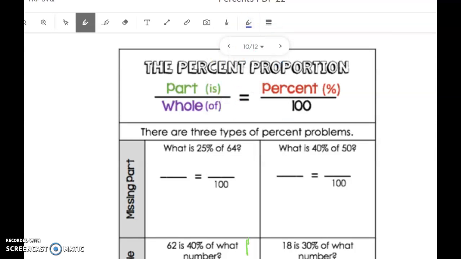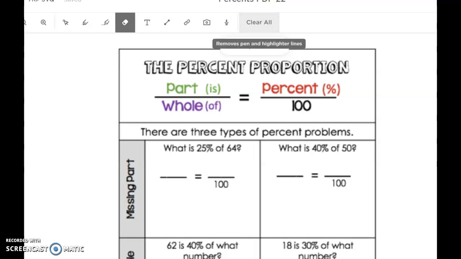Good morning, everybody. Today we are going to start working on percent proportion. Last week we worked on modeling percent, but today we're going to actually work on solving percent problems. Get this all cleared up before we get started.